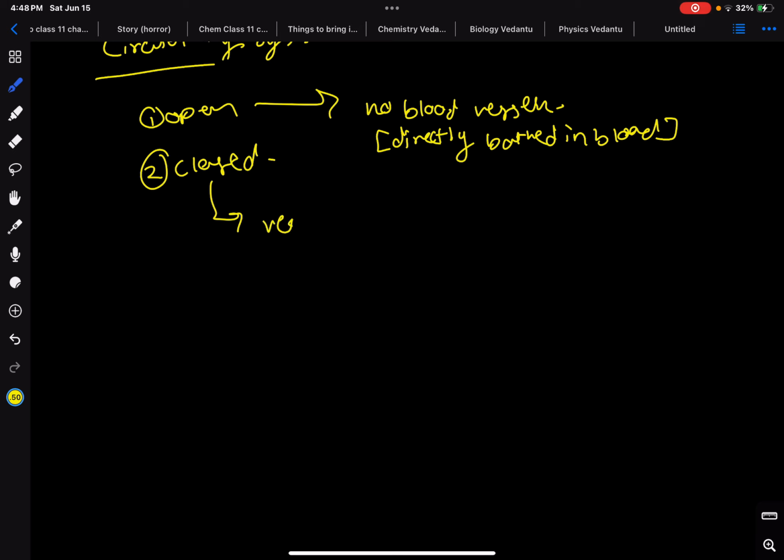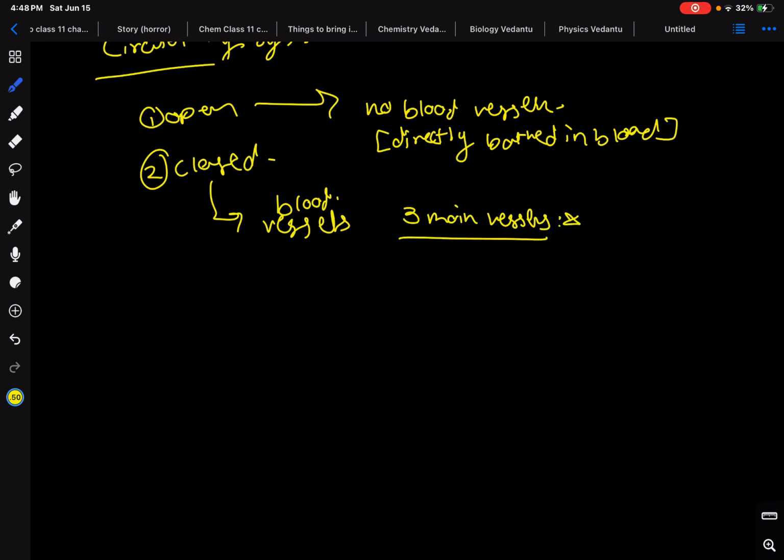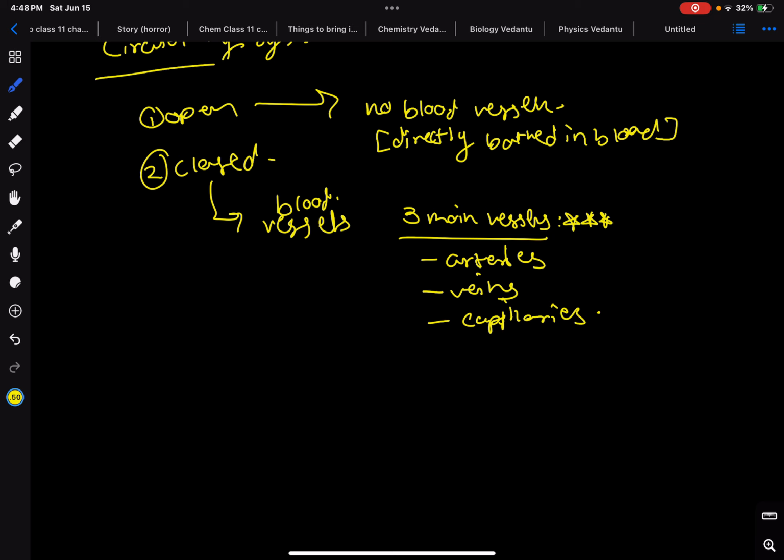vessels. We have blood vessels, arteries, veins and capillaries. There are three main vessels. Very important. So there are arteries, veins and capillaries. Alright, so we have arteries, veins and capillaries.